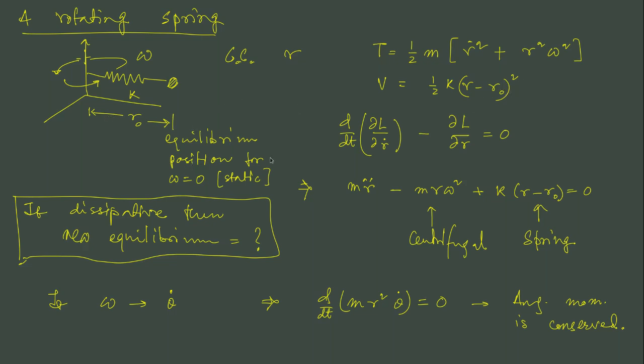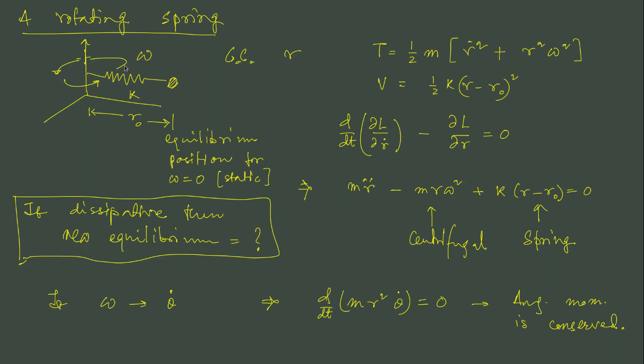And now potential energy is just the spring energy, half k times r minus r naught squared, where r naught is the equilibrium position when omega is 0, that means the spring is held static. And we apply the Lagrange equation with r as our generalized coordinate, and what we get is m r double dot, mass times acceleration, is equal to the centrifugal force m r omega squared minus the spring force. The spring force is acting inward. So that is again intuitively quite clear.